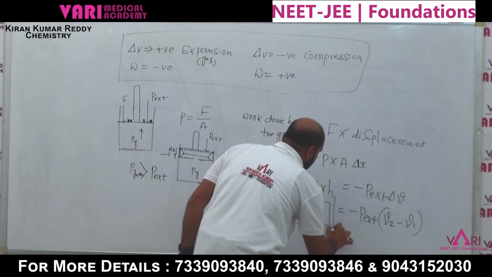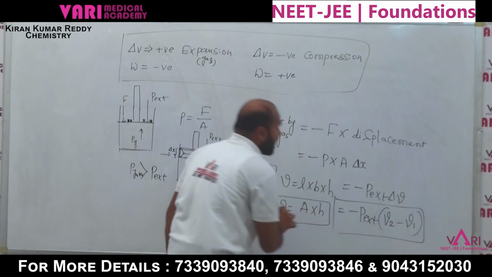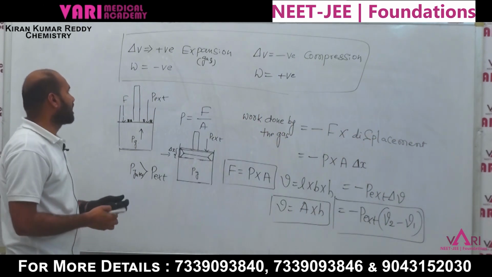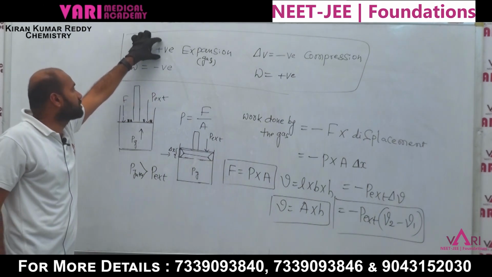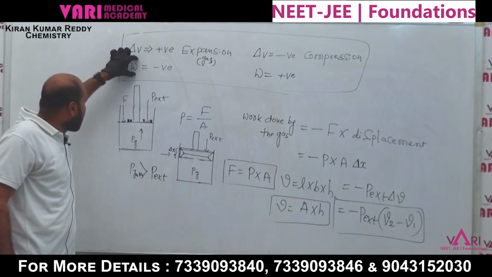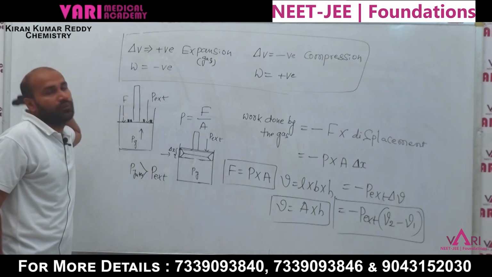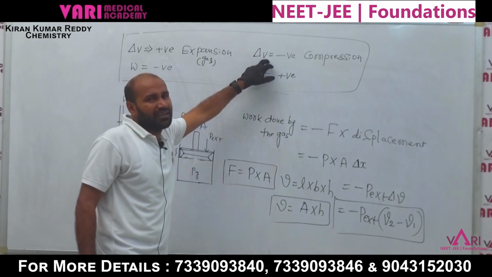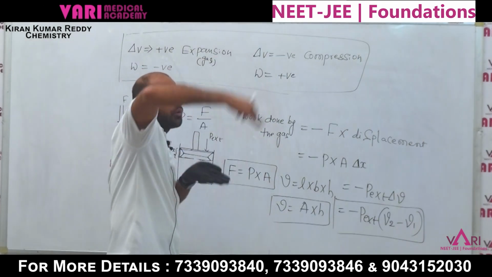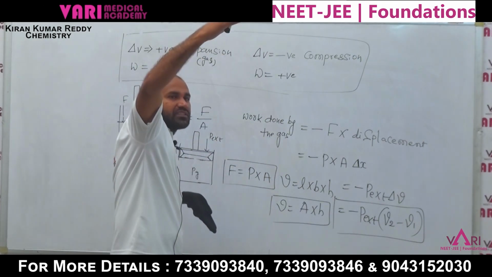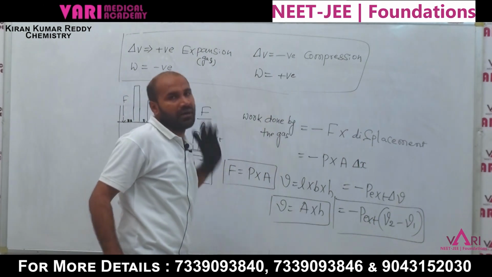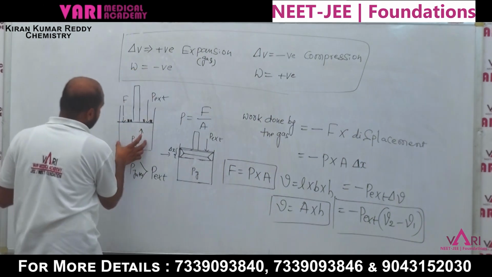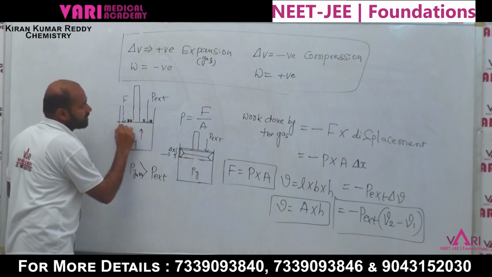This formula is for expansion of the gas. Don't get confused, students. First I am taking expansion of gas. Expansion of gas is positive volume change, so work done by the system is negative. Next is compression. Compression means volume decreases, which is negative, and work is positive.